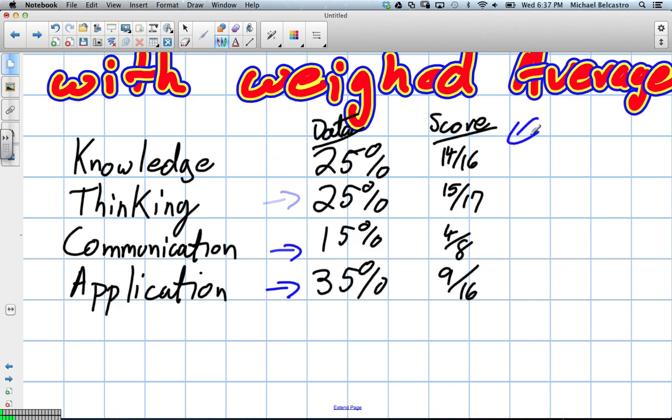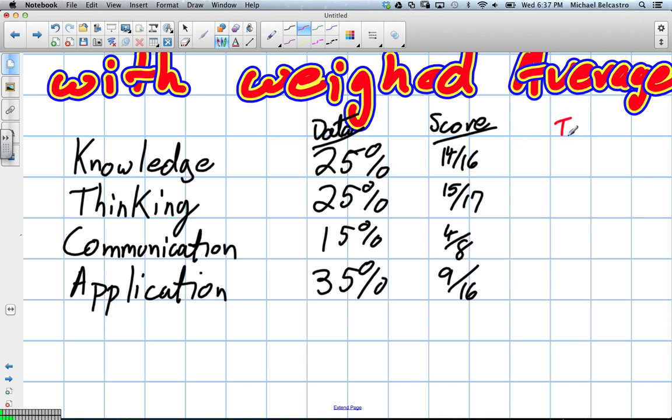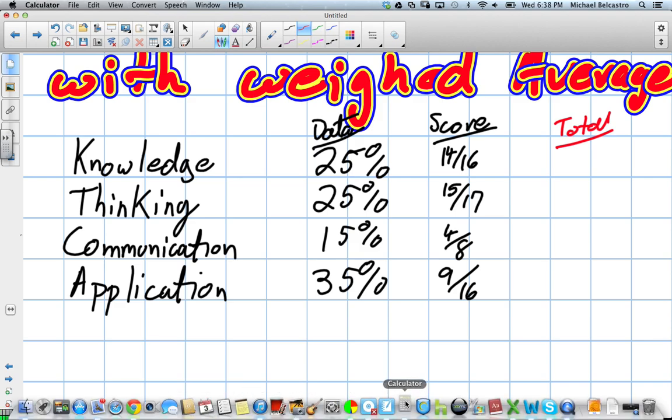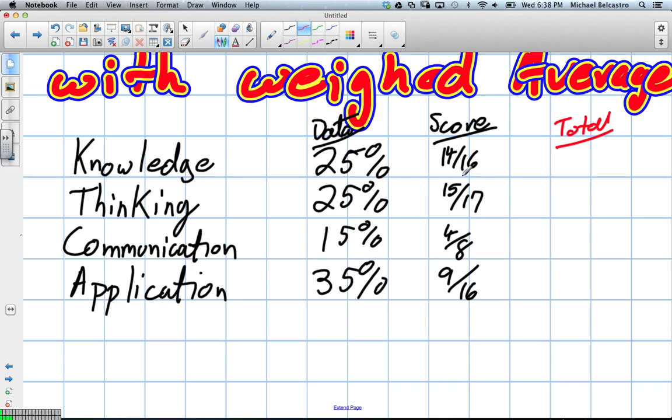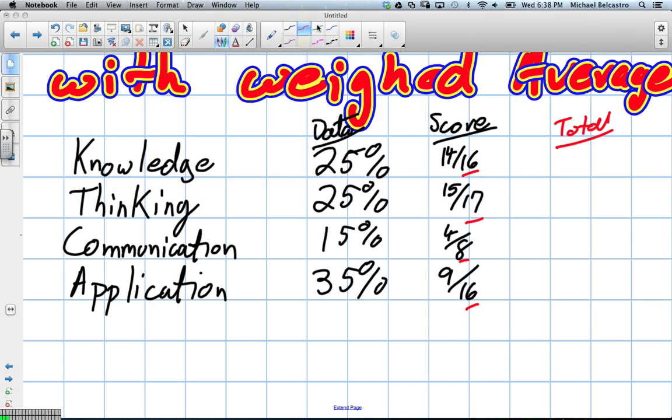Okay, and let's say this is an example of your score. So we're going to compare what your overall total would have been in a straight percentage to what the weighted percentage might have been. Okay, so let's figure out what the actual total of this test was. We had a section out of 16, 17, 8, and 16 again. So your actual test was out of 16 plus 17 plus 8 plus 16 again, 57. Okay, so your test is out of 57.